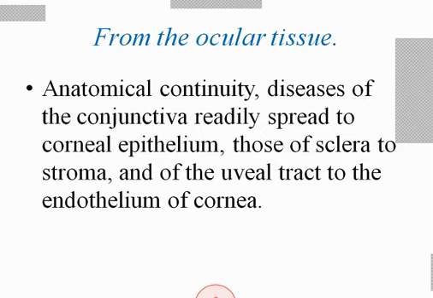They are dusky red in color in circumcorneal congestion, because usually when the corneal epithelium is injured and it produces the ulcer, the infiltrates also go into the sclera, stroma and the uveal tract, and the endothelium of the cornea can also get affected. Therefore, you get a uveal reaction.